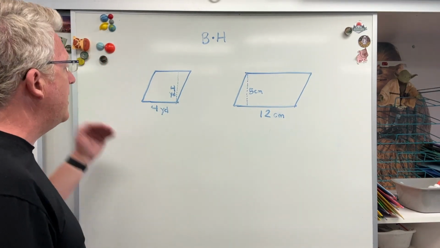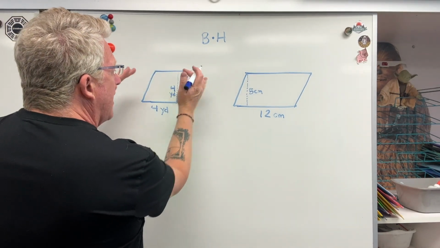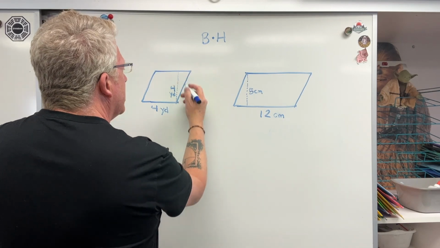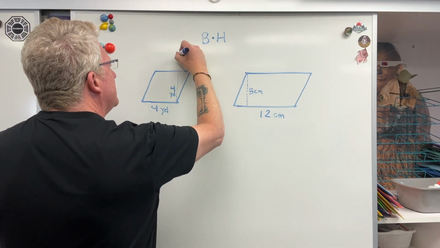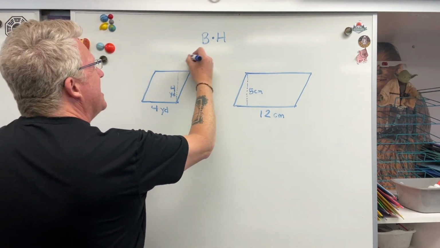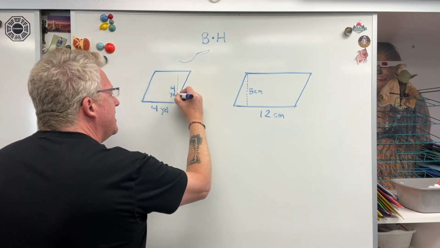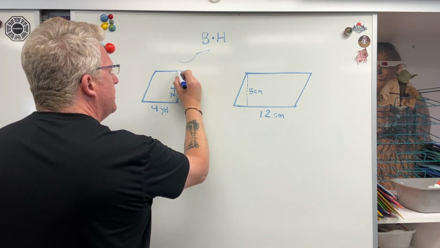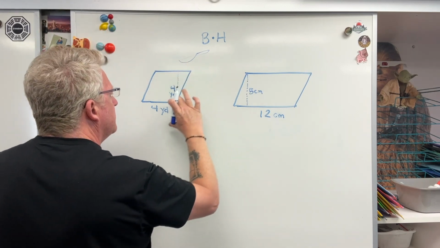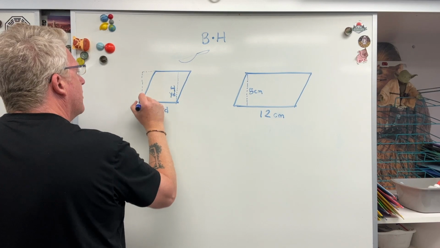The reason why we can use base times height, even though it's not a 90-degree angled shape, is because if we were to take our imaginary knife, there, I can draw a knife, and cut straight down through this dotted line area. This piece here could then be flipped over, and it would fit right here, right?